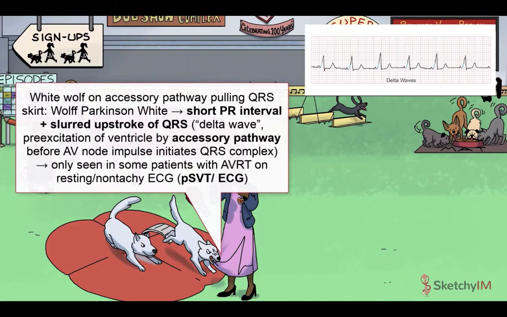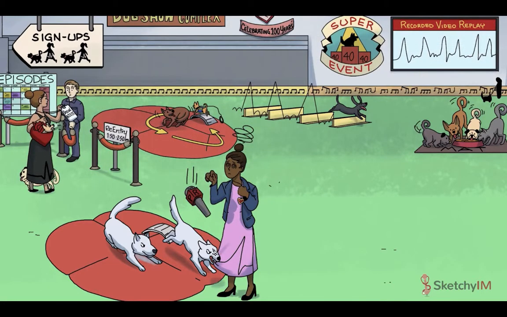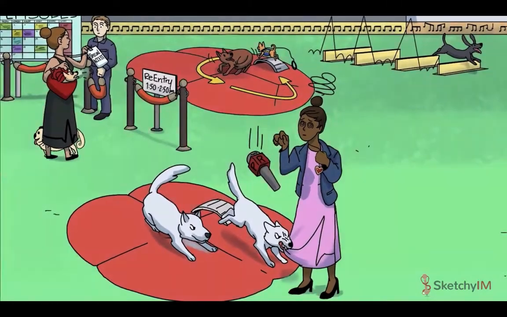See how that wolf jumping down the accessory pathway is hitting the QRS dress before the wolf traveling down the node? Think of that little slur at the beginning of the upstroke as a little pre-excitation from the impulse coming from the accessory pathway, before the real impulse from the AV node takes over and initiates the QRS complex. Keep in mind that these features will only be present in some patients with an accessory pathway, on only their resting ECG in a normal sinus rhythm, not when they're tachycardic from a re-entrant rhythm.